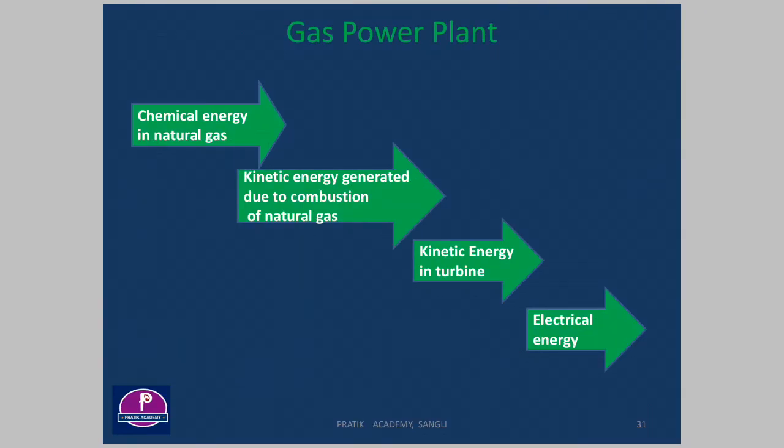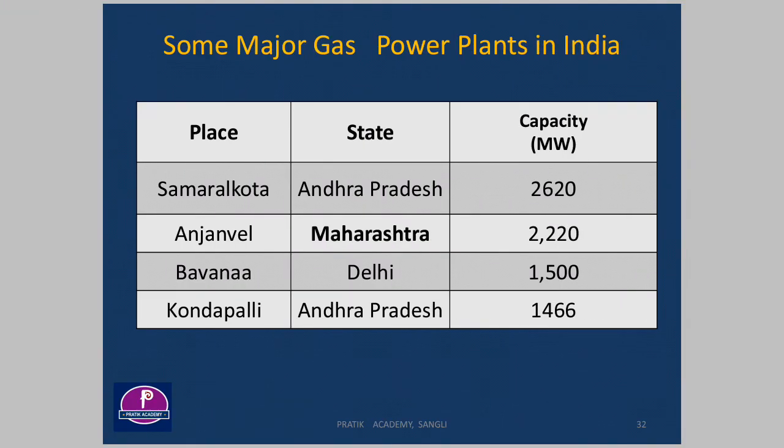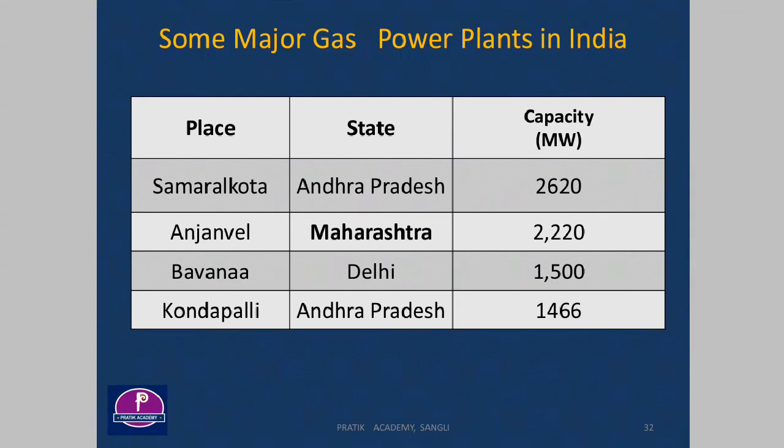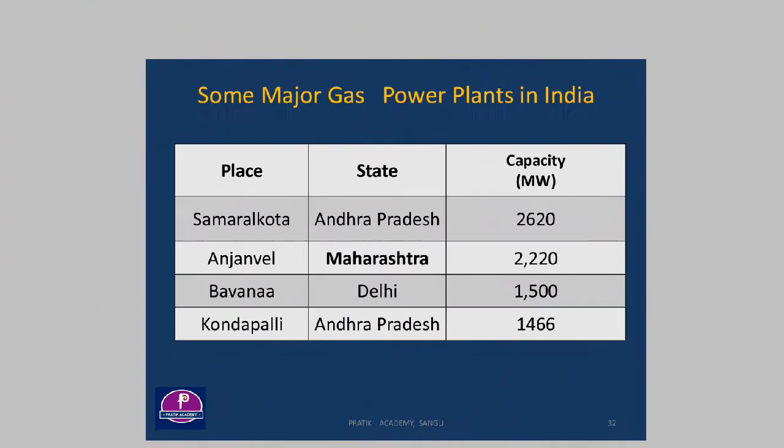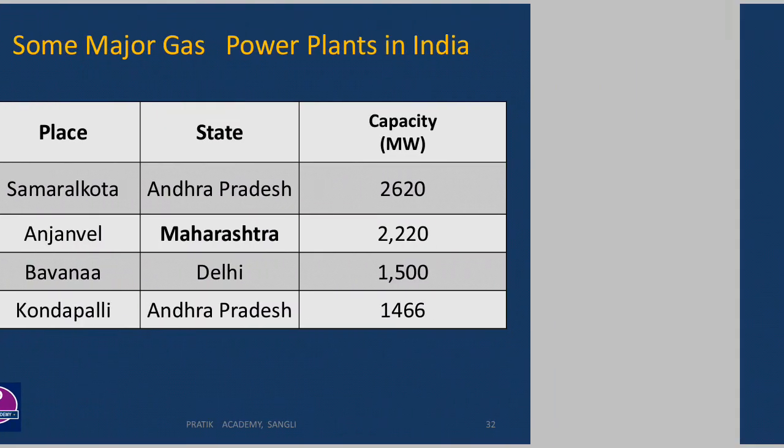So these are the steps we have discussed, and this is the table which shows some major gas power plants in India. We have the highest capacity plant at Samalkota, Andhra Pradesh, and in Maharashtra we have Uran, having a capacity of 2220 megawatt. Okay, so this gives some idea of the power plants.